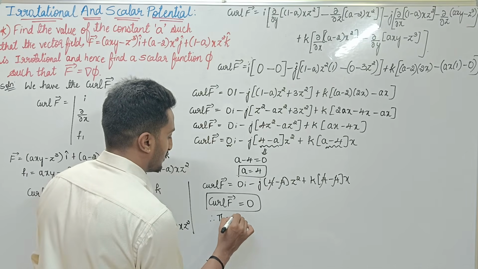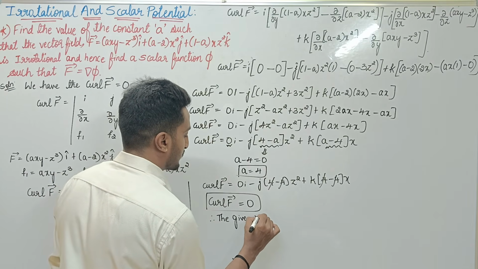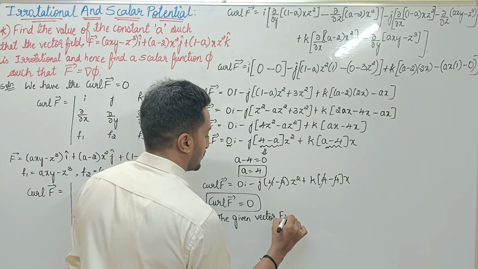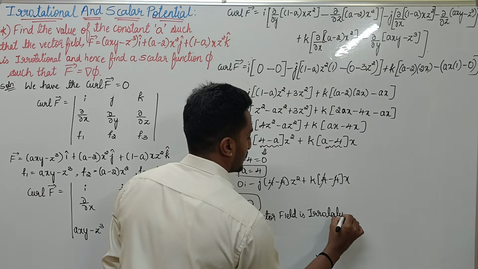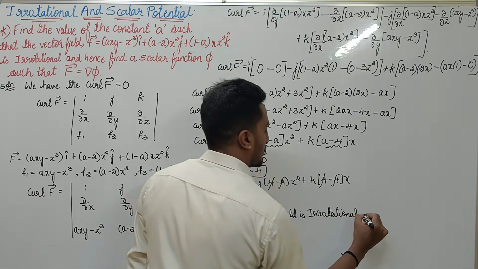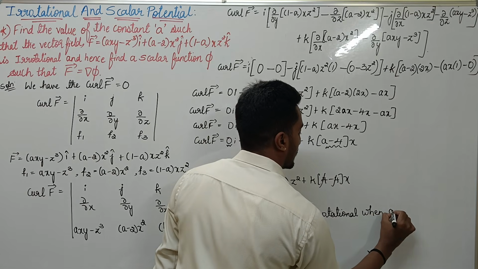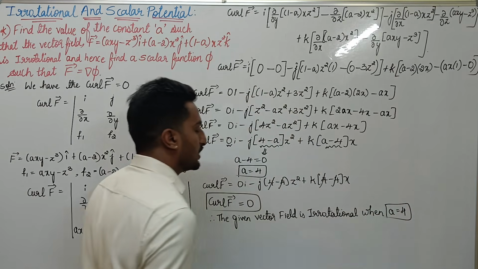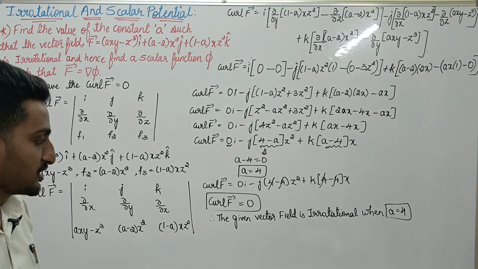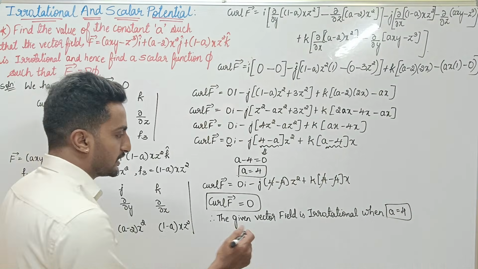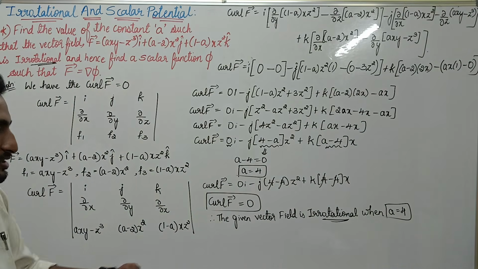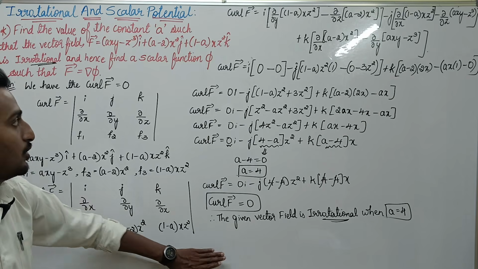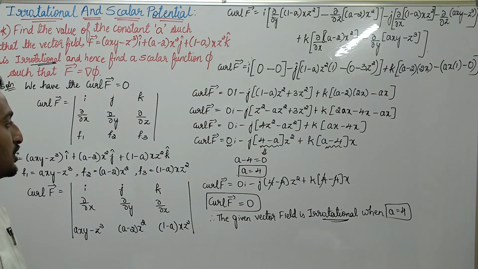Therefore, the given vector field is irrotational when a equal to 4. When a equal to 4, we have found it irrotational. Now this is the condition we need for the given vector field to be irrotational. Got the point till here? But now we need to find the scalar function phi. To find the scalar function phi, what are we going to do?